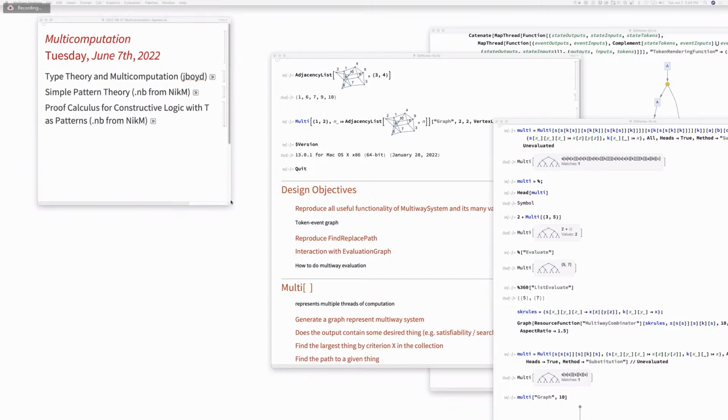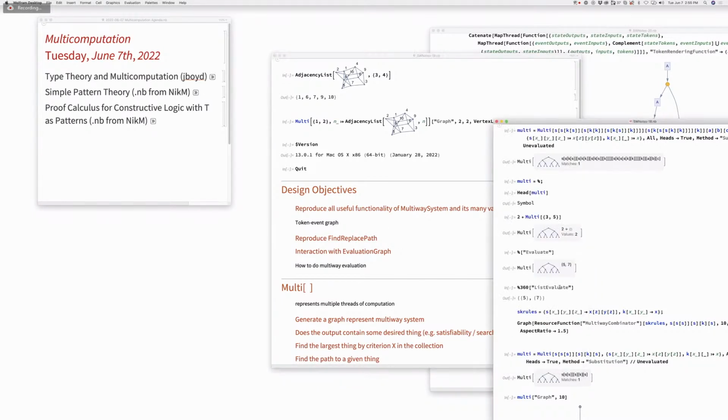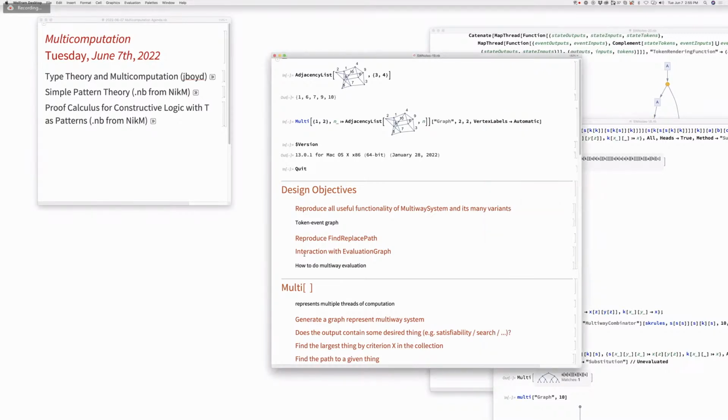Okay, hello everyone. We are going to do a working session talking about multi-computation and language design around multi-computation. And just some quick reminders about where we are with this. We've been looking at a variety. We're trying to add minimal features to the language to allow it to be multi-computational. We are trying to make sure that we hit various kinds of functionality like find replace path.